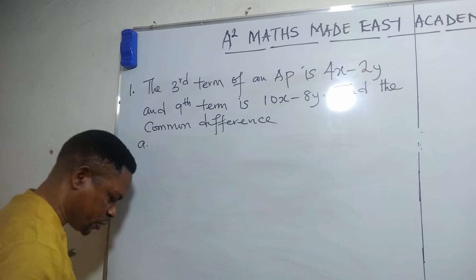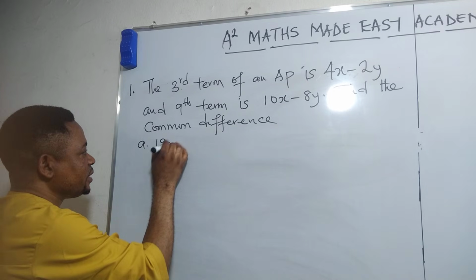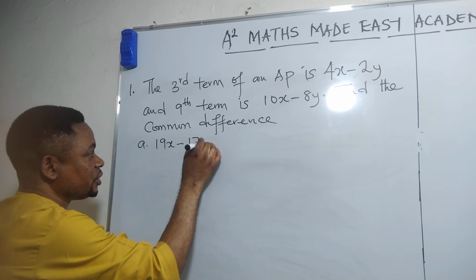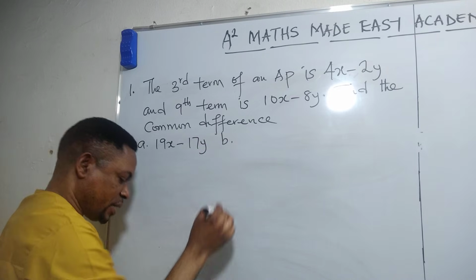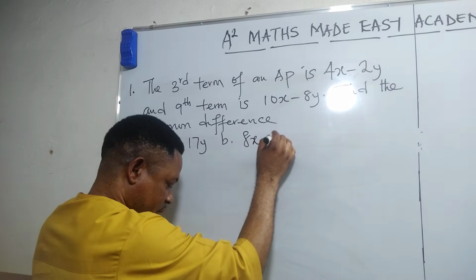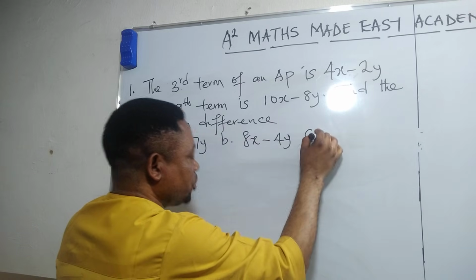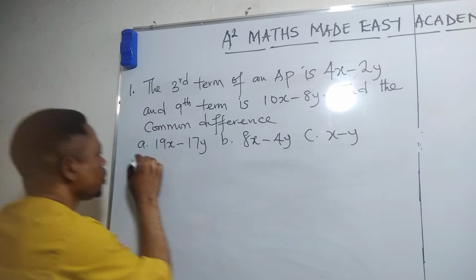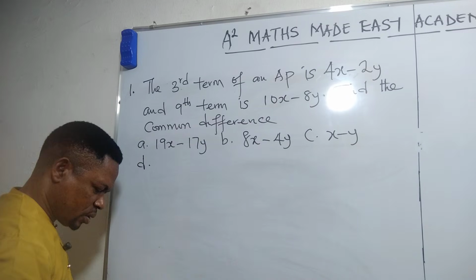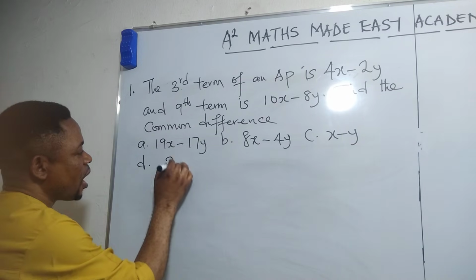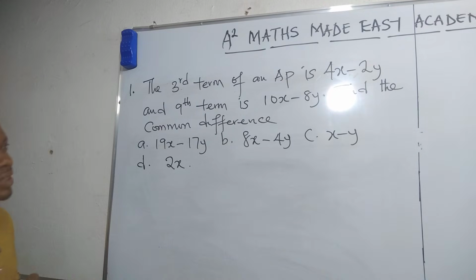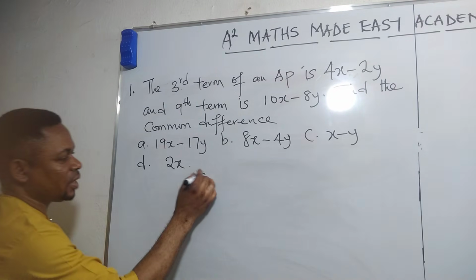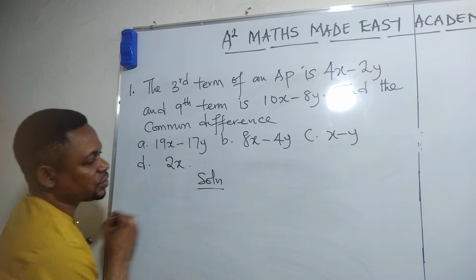Let's take a look at the options. Option A says 19x minus 17y. Option B says 8x minus 4y. Option C says x minus y. And option D says 2x. Now I want you to observe this question critically. Yeah, let's follow it now. Now watch. First thing is the solution.